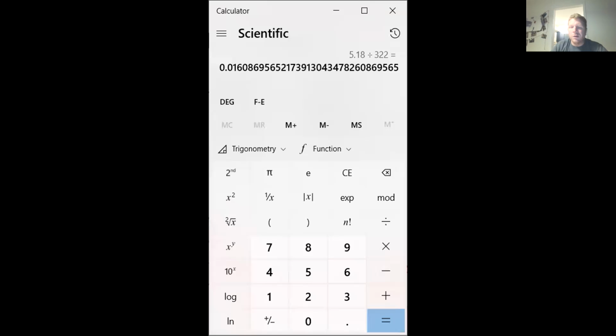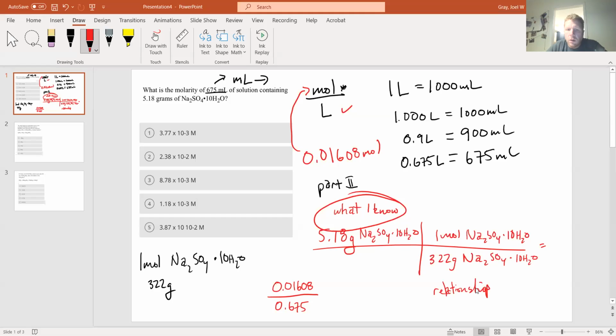I haven't changed anything with my units or anything like that, so I don't have to worry about significant figures. I can divide this by 0.675, and I get an answer that is 0.0238. Again, going back to my presentation, that equals 0.0238.